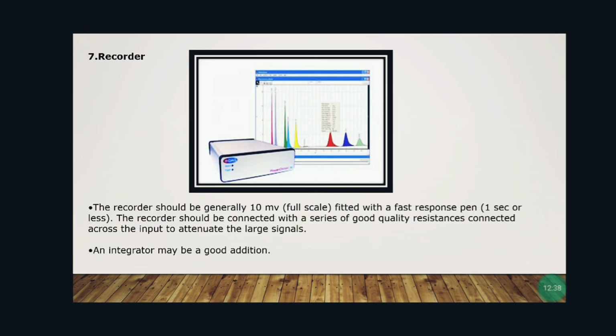Now the last part of the instrumentation is recorder. The recorder should generally be 10 mV full scale fitted with a fast response pen. The recorder should be connected with a series of good quality resistances connected across the input to attenuate the large signals. An integrator may be a good addition.